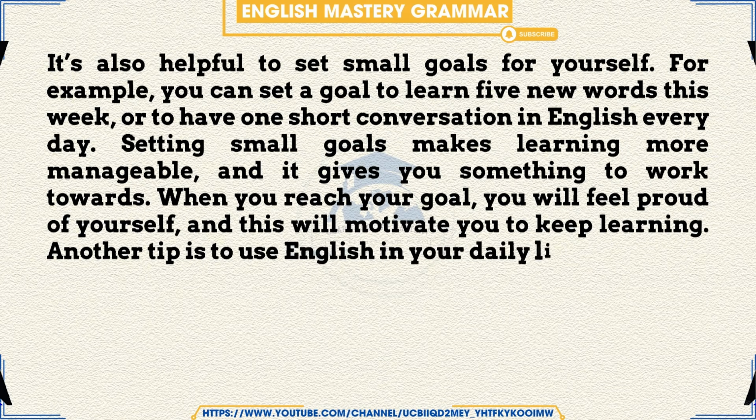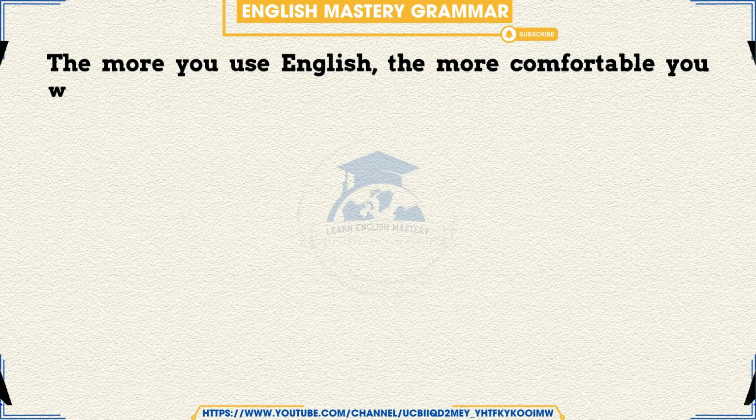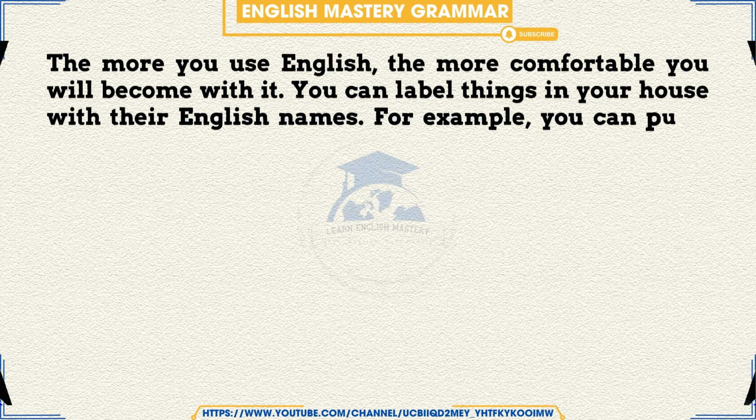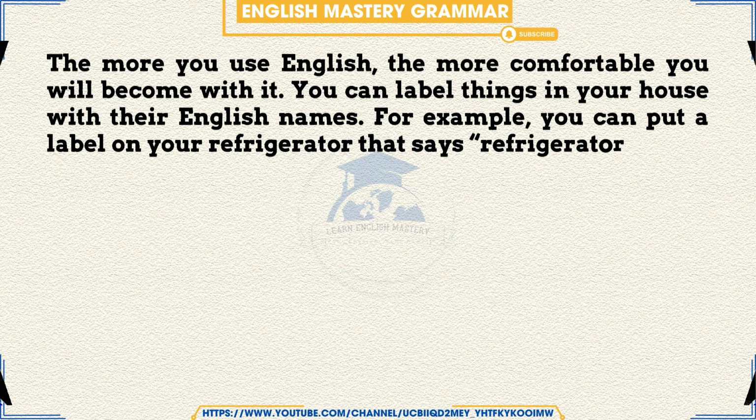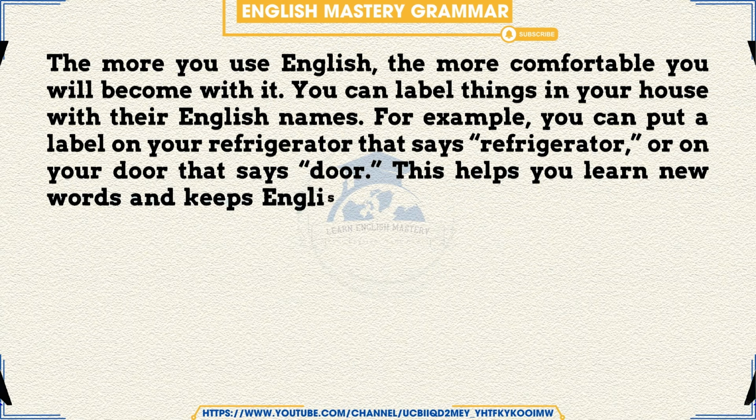Another tip is to use English in your daily life as much as possible. The more you use English, the more comfortable you will become with it. You can label things in your house with their English names. For example, you can put a label on your refrigerator that says refrigerator, or on your door that says door. This helps you learn new words and keeps English in your mind throughout the day.